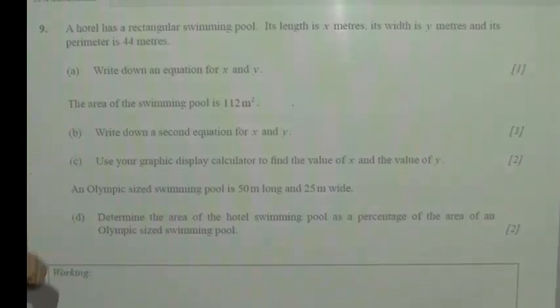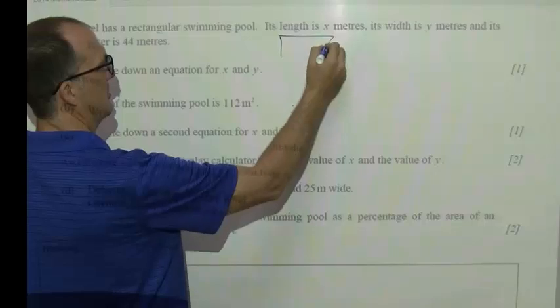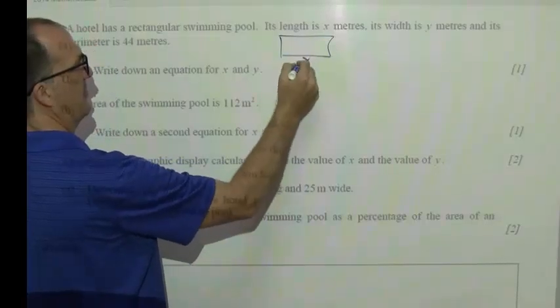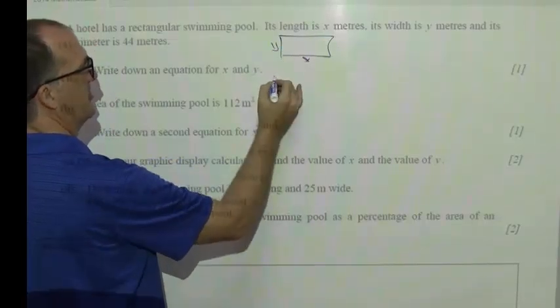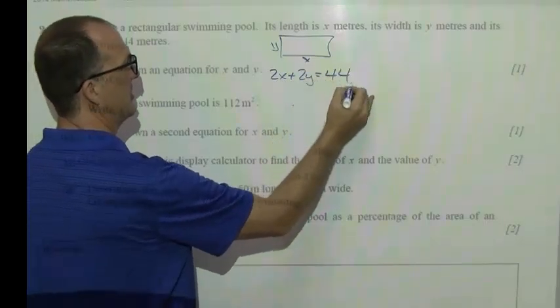Question number 9, getting a bit of geometry thrown in with some algebra. So a rectangular swimming pool is length of x meters, width of y, and the perimeter is 44. So write down an equation in x and y using this information. And the perimeter of a rectangle, you have x and y. So 2x's plus 2y's equals 44.